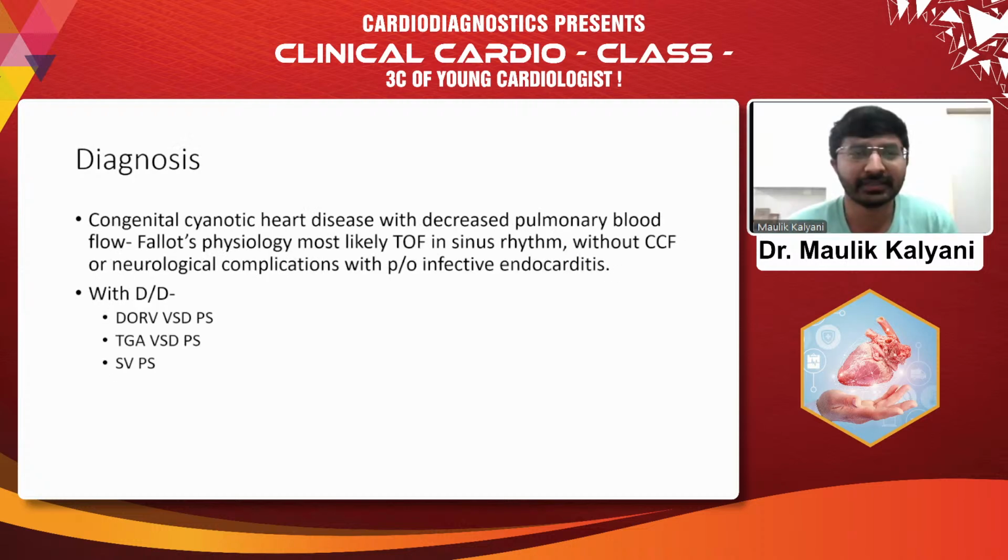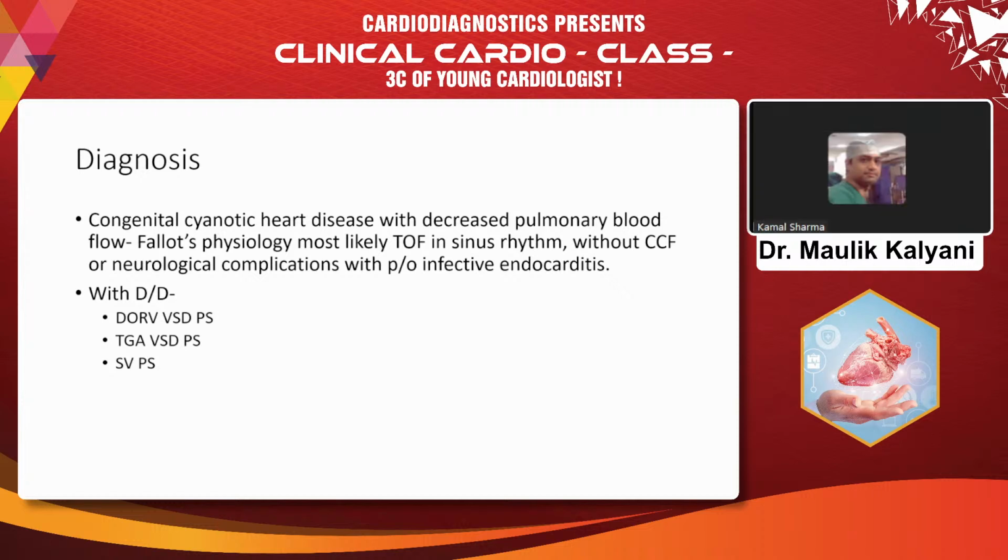So, sir, the diagnosis is congenital cyanotic heart disease with decreased pulmonary blood flow, Fallot's physiology, most likely Tet, in sinus rhythm without CCF or neurological complications, with possibility of infective endocarditis, with differentials in anatomy like classical Tet, otherwise DORV VSD PS, TGA VSD PS, or single ventricle with PS.